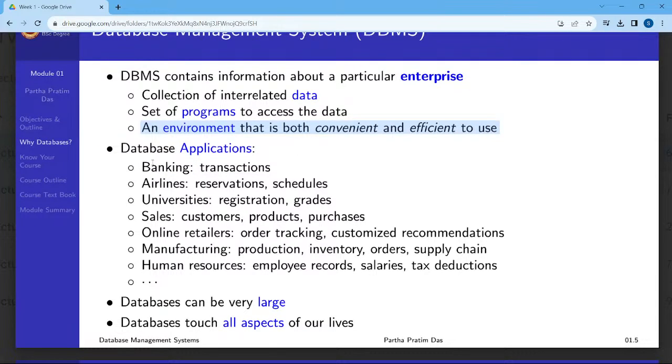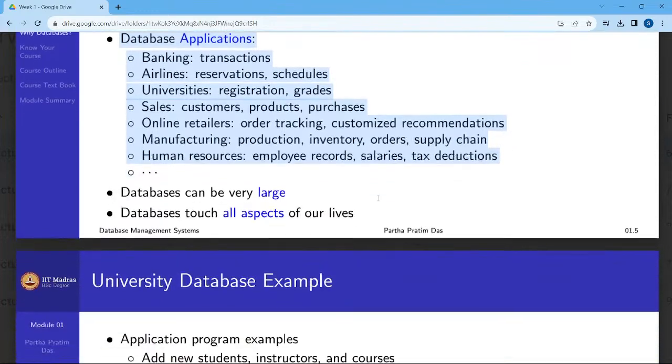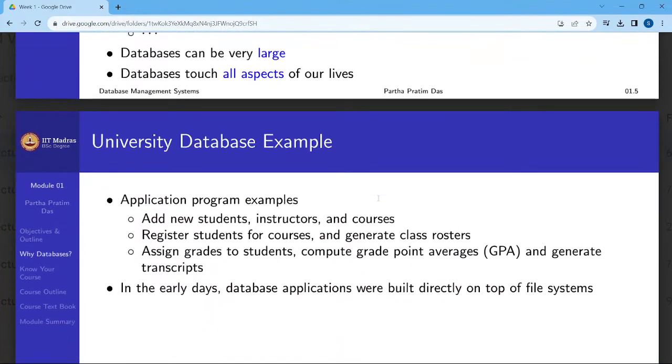I would be just speeding through this because this is just rectification material. Again, where does database have application? Banking, airline, university, sales, manufacturing, online retailers, human resources. So each and every field has the use of database. Databases are really large and touch all aspects of our life.